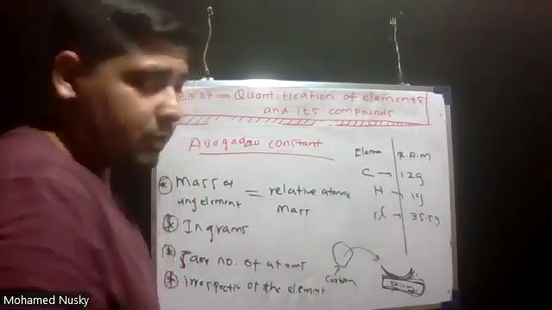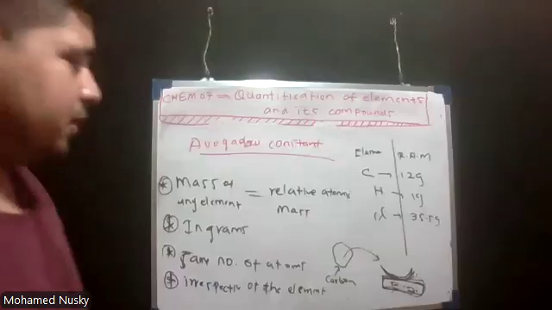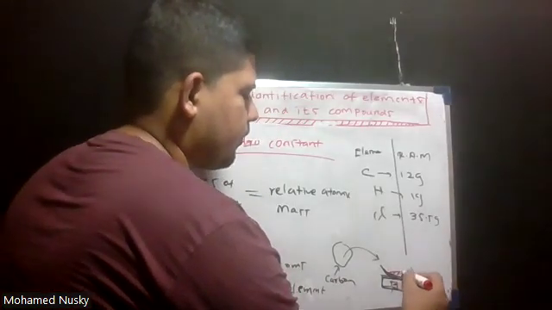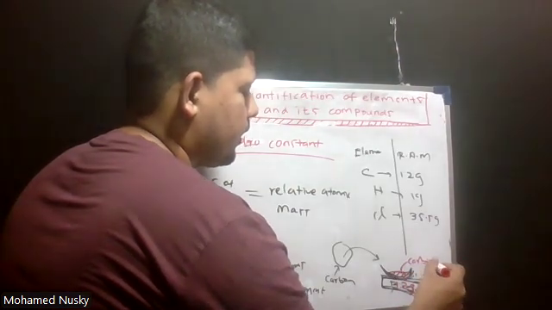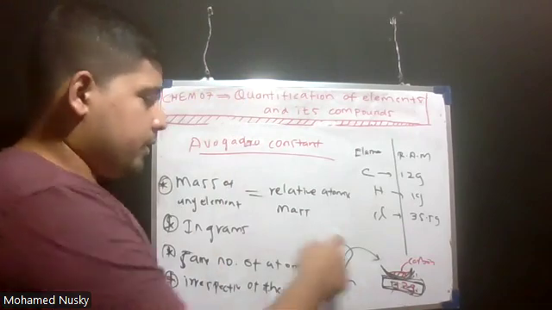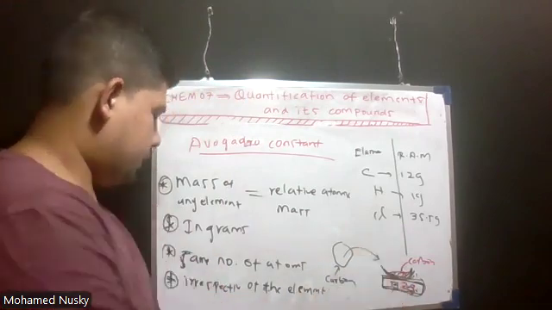What should be the reading here? When I measure, the reading should be 12 grams. Now I have taken a sample of carbon. What is its mass? 12 grams. I have taken it in grams, 12 grams.